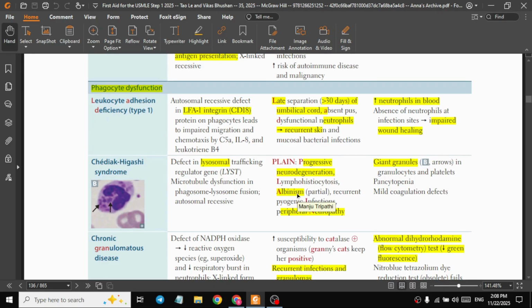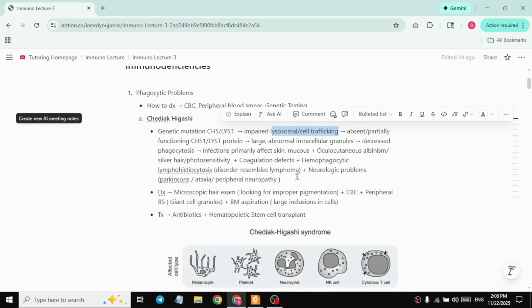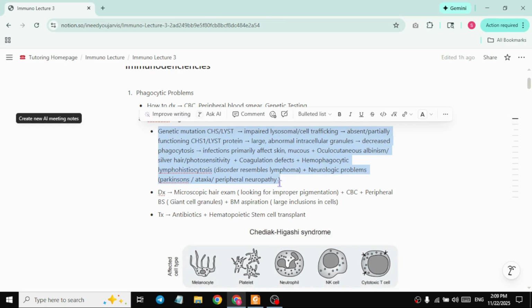It's a cell trafficking problem. Okay, and then what you start to see are giant granules, right? And then if the bone marrow is affected, pancytopenia, and then the coagulation defects, as I explained, right? So if you follow this thought process, you're gonna get the symptoms. You can remember the symptoms better.